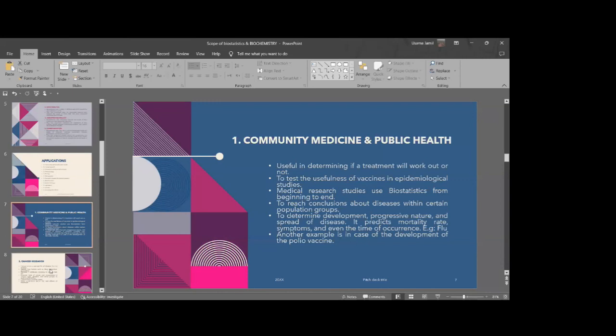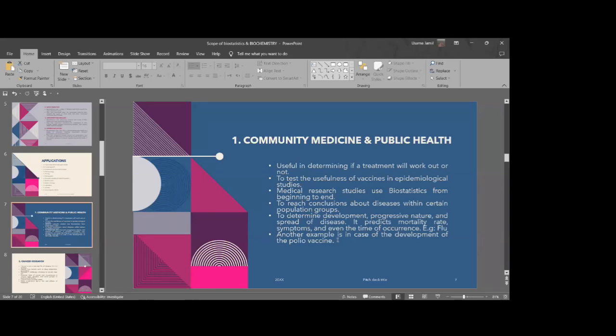It is deployed in many health fields, such as community medicine and public health programs. It is useful in determining the effectiveness of vaccines, in epidemiological studies, and in medical research conclusions about disease in certain population groups. It predicts mortality rates, symptoms, and even vaccine effectiveness and other health measures. For example, if we are assessing a community, we assess every year whether they have any family history, their diet, their lifestyle, everything that falls under the public health portion, and these stats are calculated under biostats.